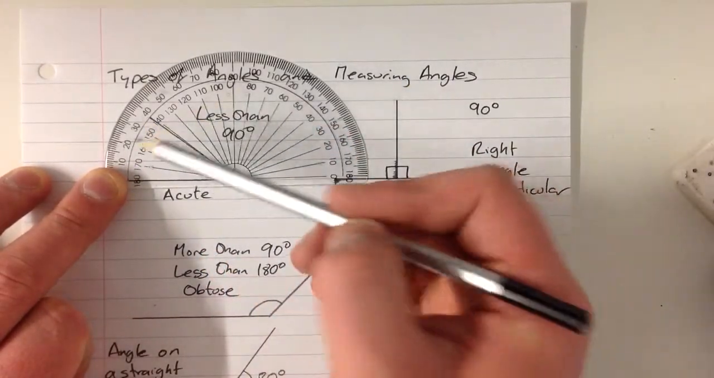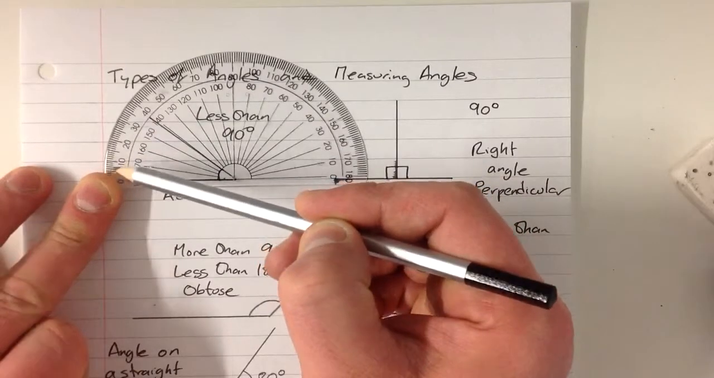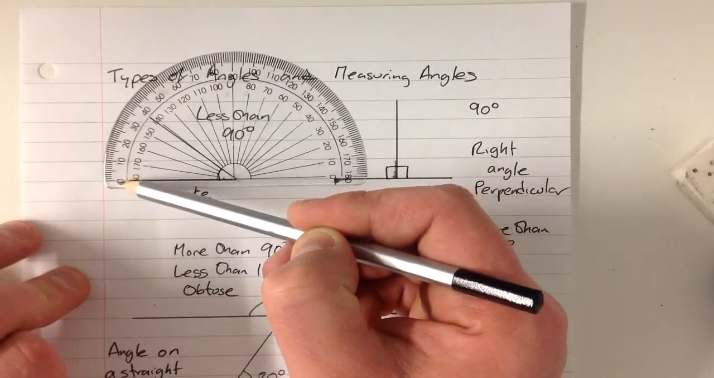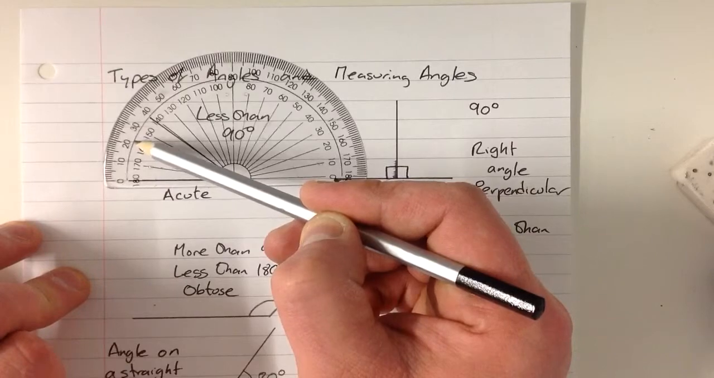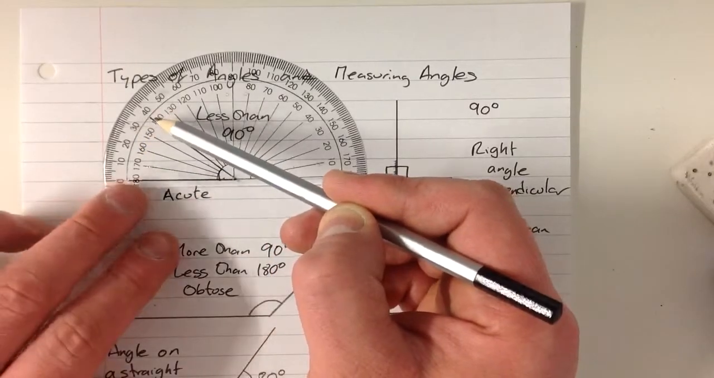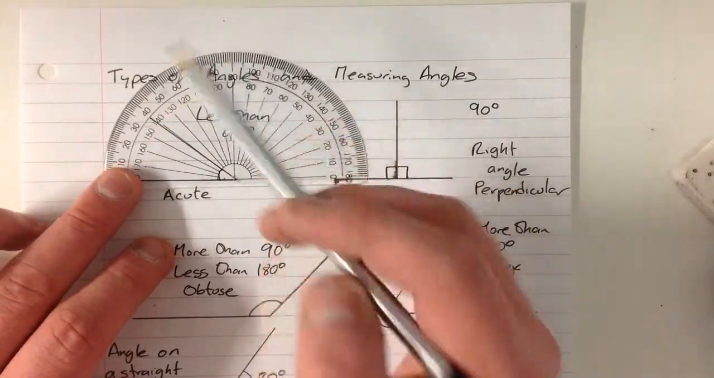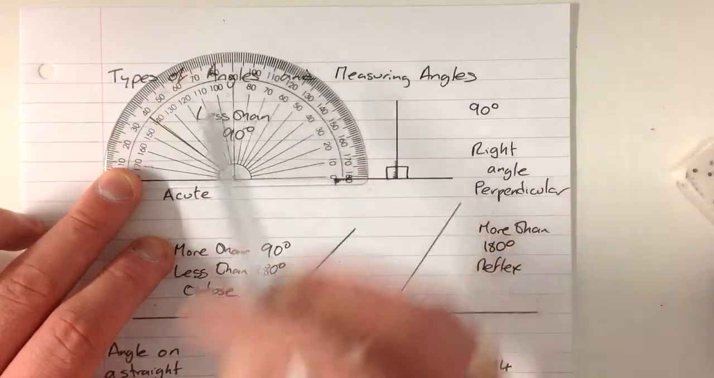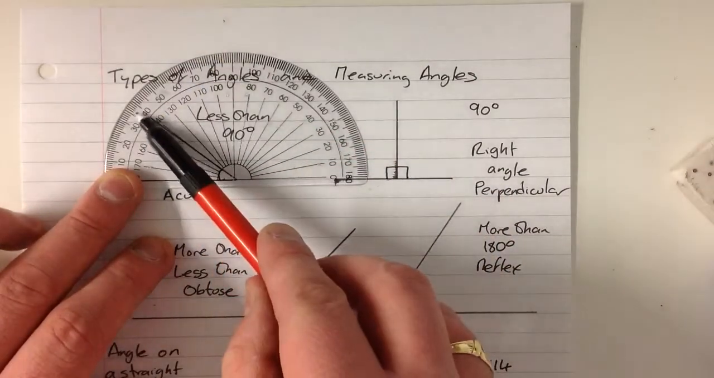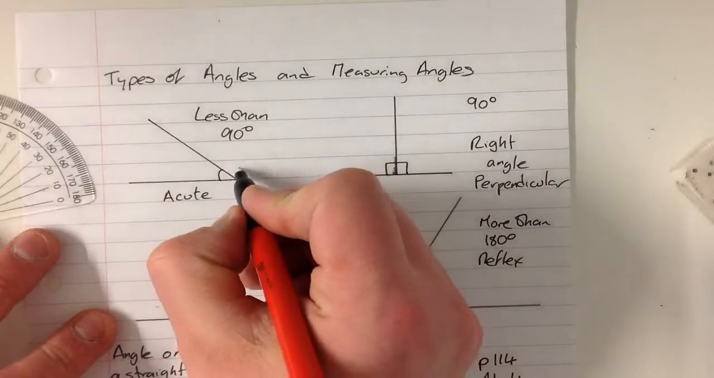I need to count round starting at 0. So I'm just going to take my finger out of the way. 0, 10, 20, 30, 40. It's just less than 40 degrees. That angle is about 39 degrees.